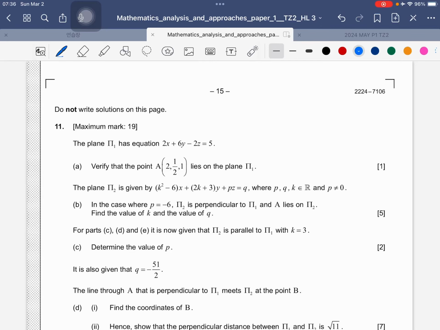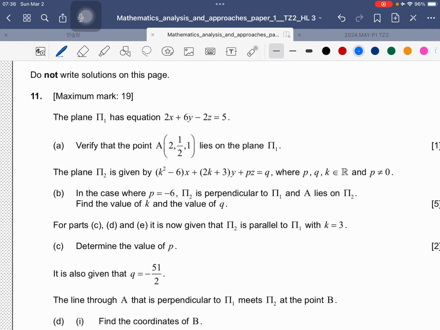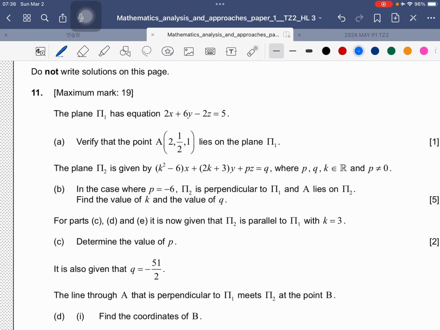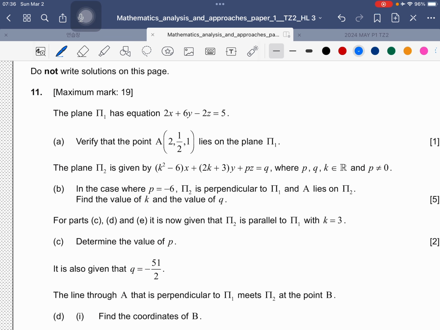Okay, question number 11. It seems like it's about the vector equation. Plane pi 1 has an equation like this. The normal vector given is 2, 6, negative 2. And verify that the point A lies on the plane pi 1.